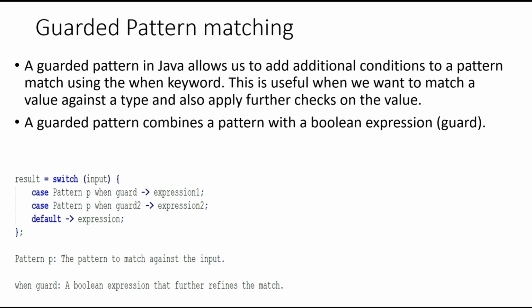Here in the screenshot, the switch expression is going to check whether this input variable is of type pattern or not. If the input variable is of type pattern, then it will further check the other conditions. Those conditions are defined using the when keyword, and those conditions are called guards. In a single case, we can define multiple guards using the when keyword.